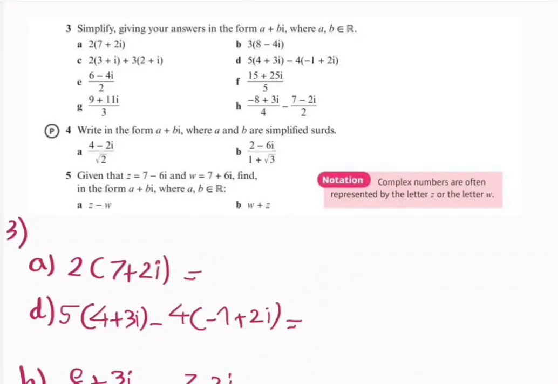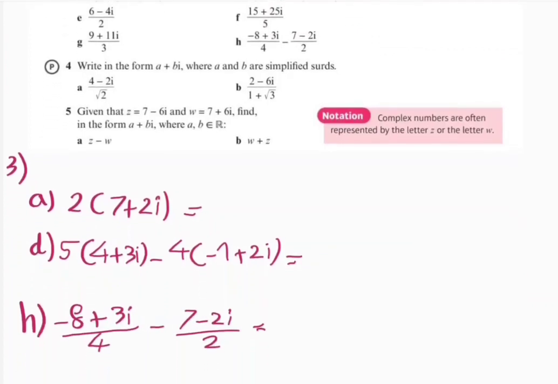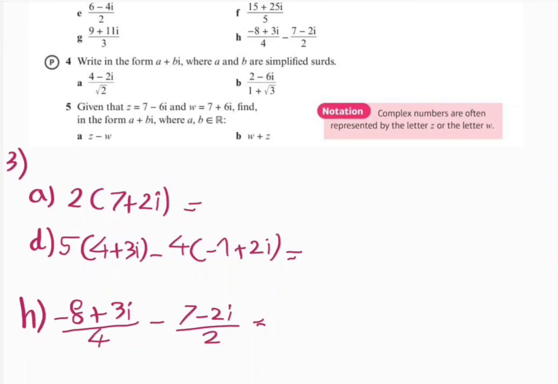This video is on exercise 1A of the A-level Further Maths textbook. In question 3, we should do this; it can be multiplication or addition, whatever we have. And we should give our answer in this form, a plus bi, where a and b are real numbers. So I'm going to do a, d, and h because they're very similar.